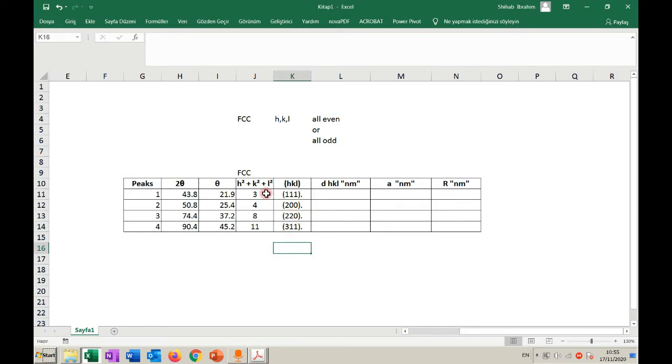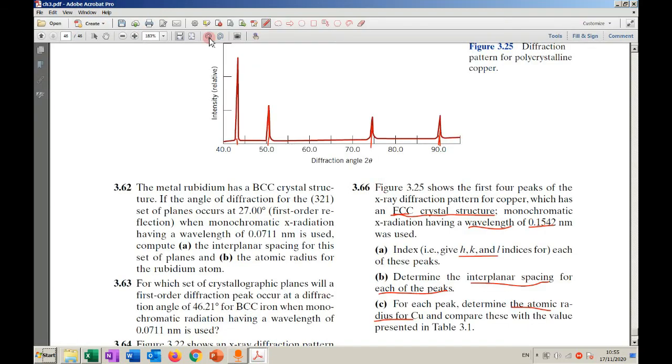Those are the planes they're representing. So if we have the pattern, I can simply say that the first one is 1 1 1, this is 2 0 0, this is 2 2 0, and this plane is 3 1 1. Those are the Miller indices, which is part A. It says index, i.e. give HKL indices for each of these peaks. So we found the indices.